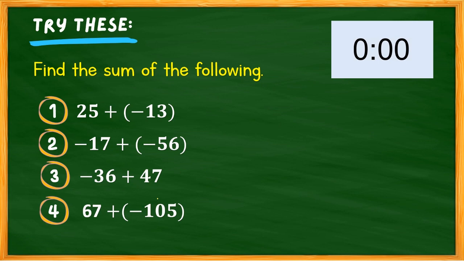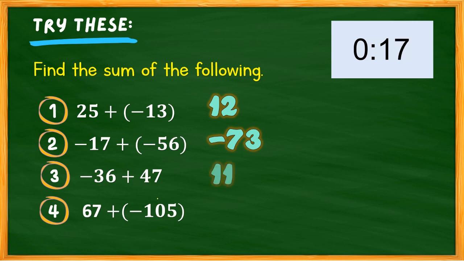Time's up. Now let's reveal the answers. For number 1, the answer must be negative 5. Number 2, the answer must be negative 73. Number 3, the answer must be positive 11. And for number 4, 105 plus negative 67, the answer is positive 38.